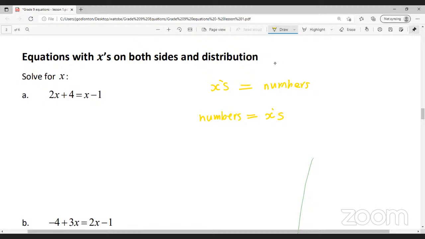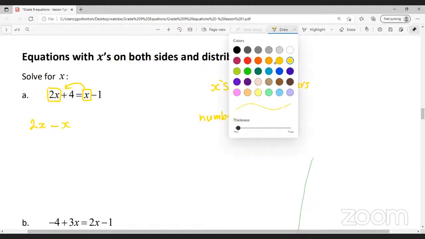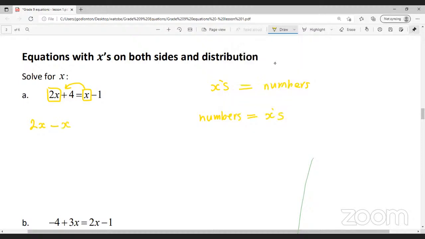So here, I have 2x and I've got this x over here, and I want them both to be on the left-hand side. So I want to move that x onto there. And if it's a positive x, when it jumps over that equal sign, it's going to become a negative. So I'm going to have 2x minus x. And then if I have a look at my numbers, I've got 4 and I've got negative 1. And I want that 4 on that side. So I'll have negative 1 minus 4, because remember, the sign's going to change.